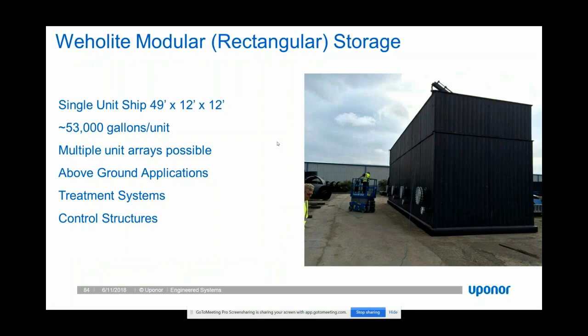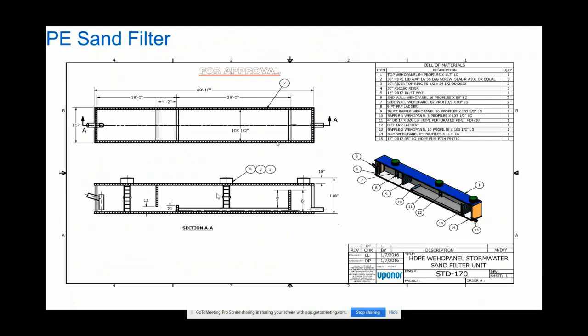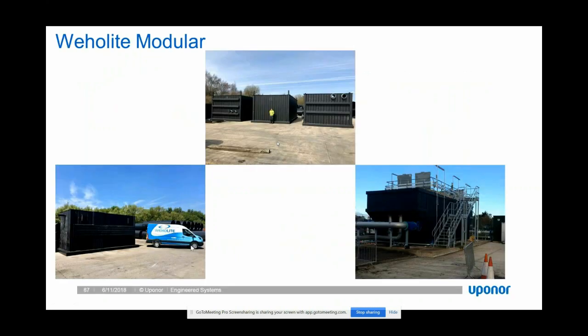Less common, because it is a little more expensive, is Weholite modular or rectangular storage. You saw this example earlier. And I'll show you a couple of drawings of different applications where we've utilized that. I mentioned the sand filters earlier. This is a drawing of what our sand filter would look like using Weholite or Wehopanel, and here's another view of that. And these sizes, obviously, can be custom made. We're not limited by molds or anything like that. This can be custom made to your individual application, so we can really be efficient in our designs. And here's a couple more drawings.